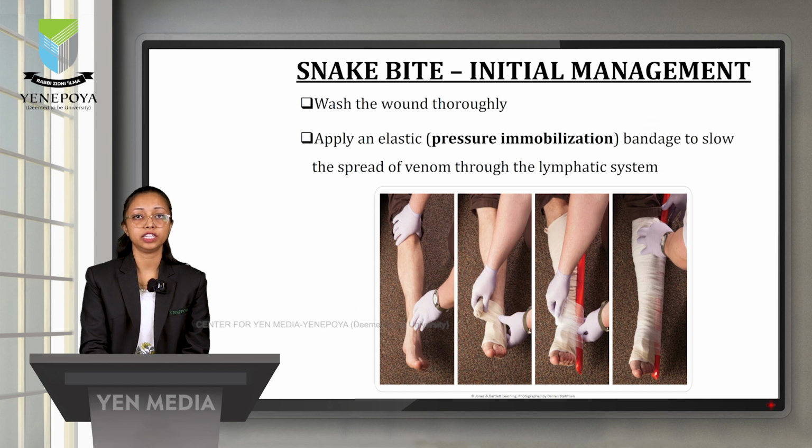Now, snake bite initial management. Wash the wound thoroughly with distilled water or normal saline if available. If not available, you can use clean tap water also to clean the wound. Apply an elastic bandage or pressure immobilization bandage to slow the spread of venom through the lymphatic system, with the help of a splint like we do in a fractured limb.